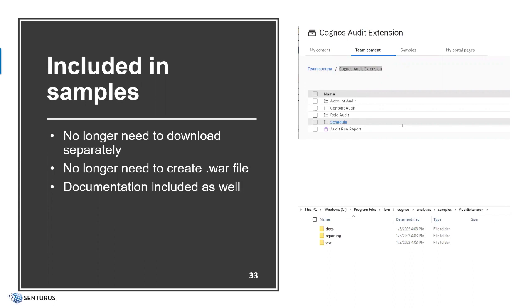And then once you've got it, you get these additional folders. This is what the deployment looks like: Cognos Audit Extension, those 3 different subject areas, and things that you can schedule just to make sure that the data is getting updated from time to time.